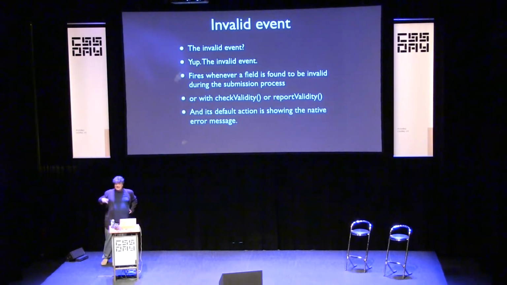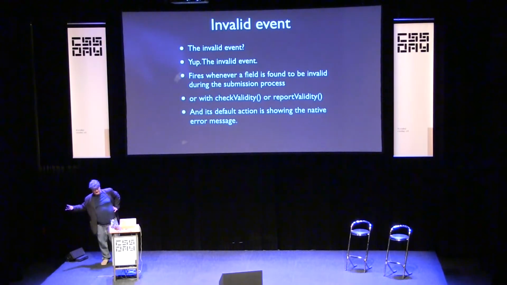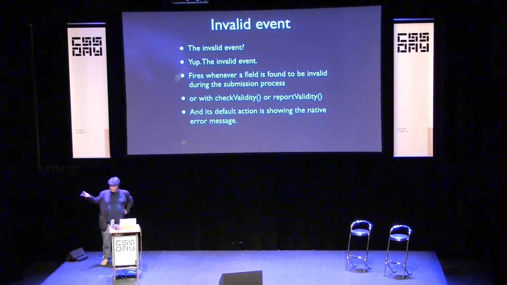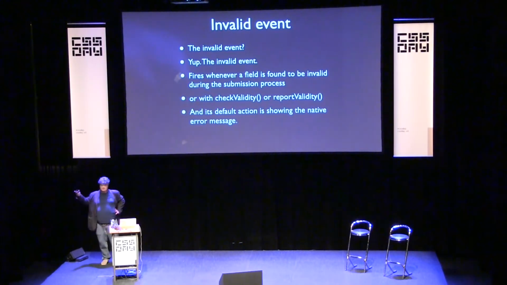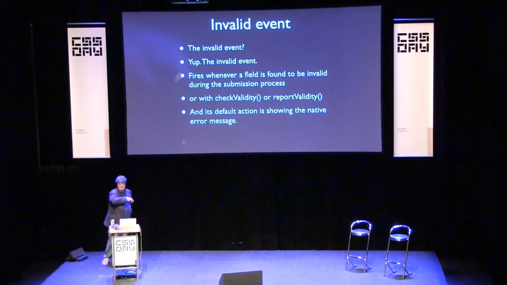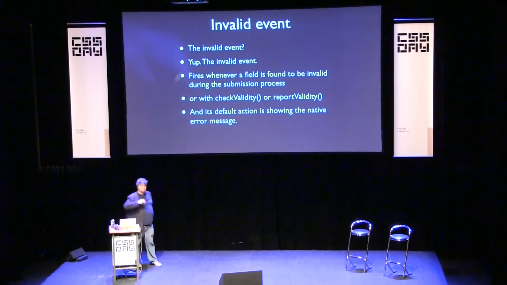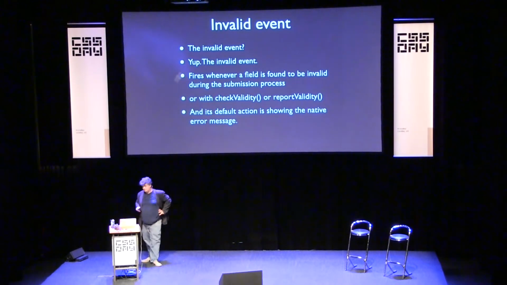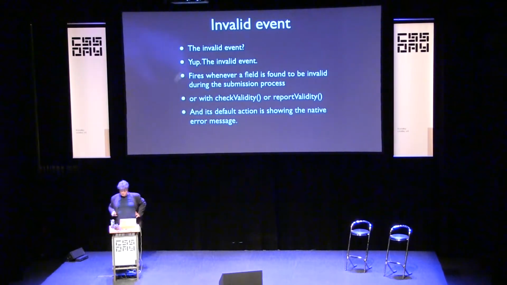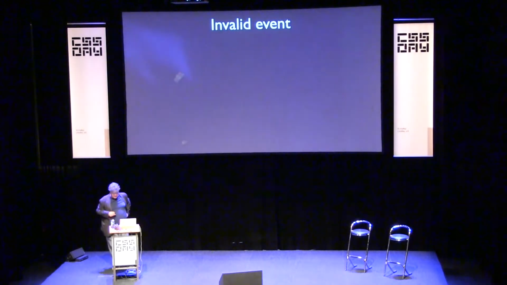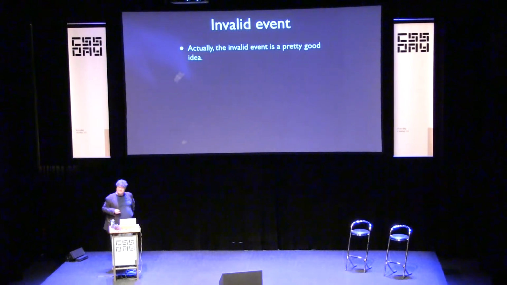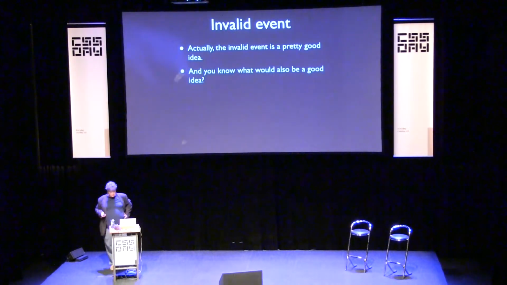Its default action is showing the native error message. So if you cancel that default action by returning false or doing preventDefault, it does not show the native error message. So now you know how to suppress native error messages in the browser on a case-by-case basis, which could be useful for you later on. I think this is a pretty good idea. All browsers support this, as far as I know, so it works.